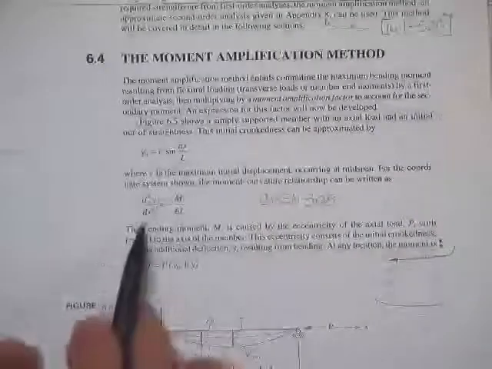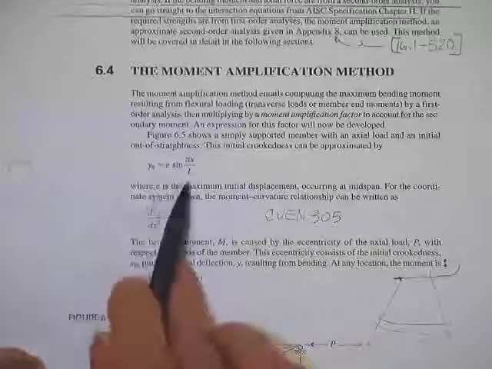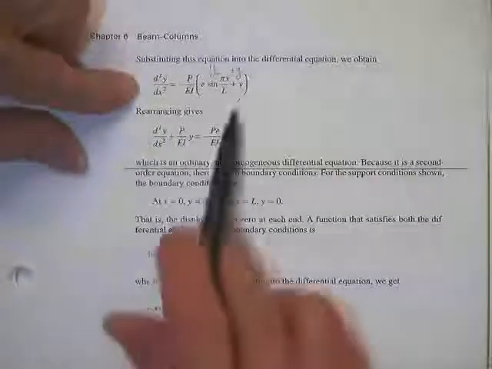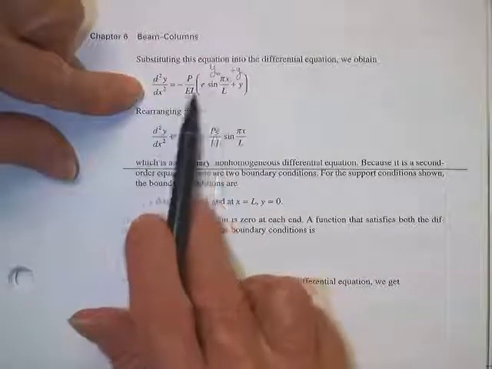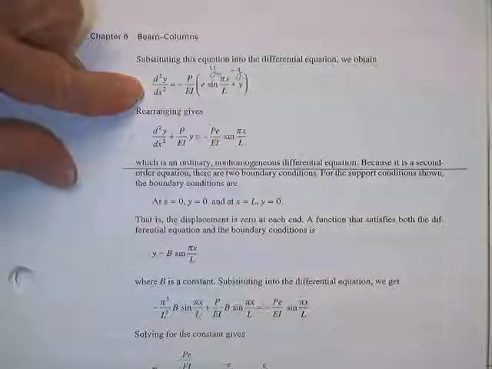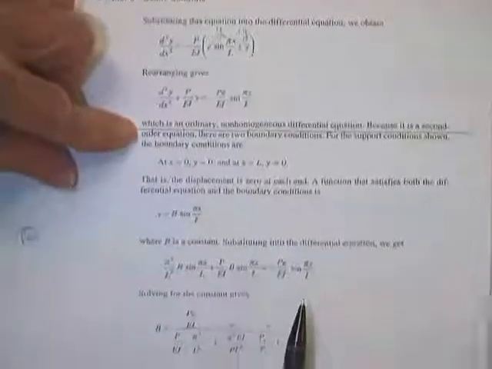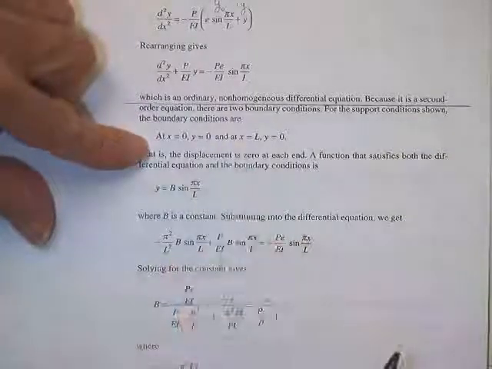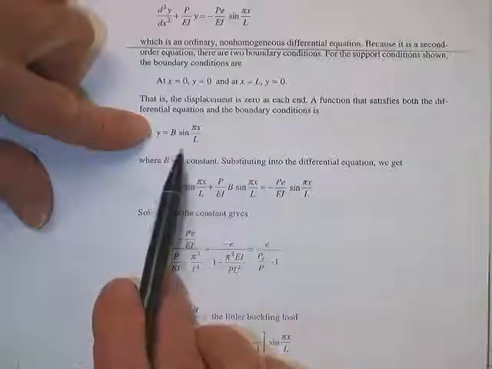Then I ought to be able to take second differential of that and set it equal to that. And y0, I'll have to put in this equation to do the job. We've done 1,000 of these. Substitute that into the differential equation. D squared y dx squared is minus P over EI. I'll let you just look at that, check it out. Rearranging gives you this ordinary non-homogeneous differential equation. Plug in the boundary conditions. You find that some of the terms got to go away. You find some of the terms can be valid.